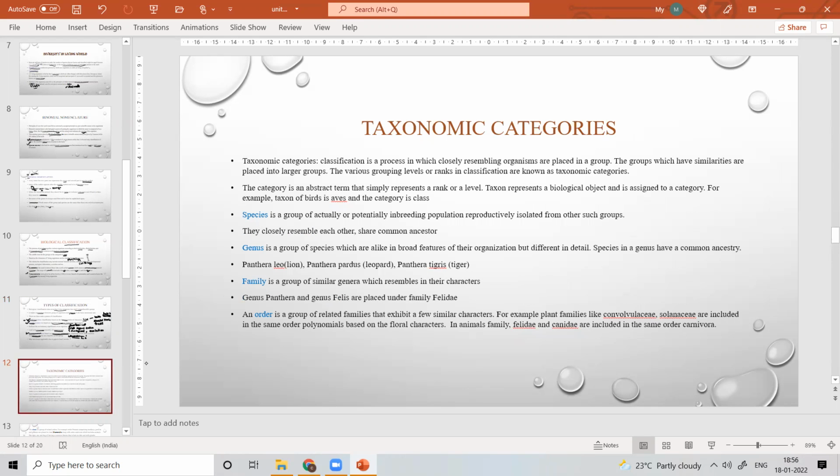So taxonomical categories. What are taxonomical categories? We generally classify organisms into different taxa. Classification is the process by which closely resembling organisms, that means closely related organisms which have similar characters, are placed into one group. Small groups which have similarities between them are placed into larger groups.